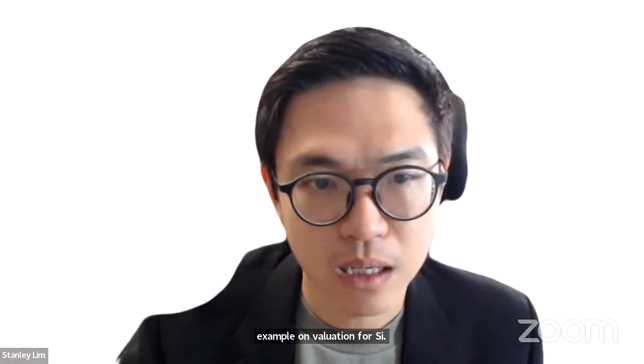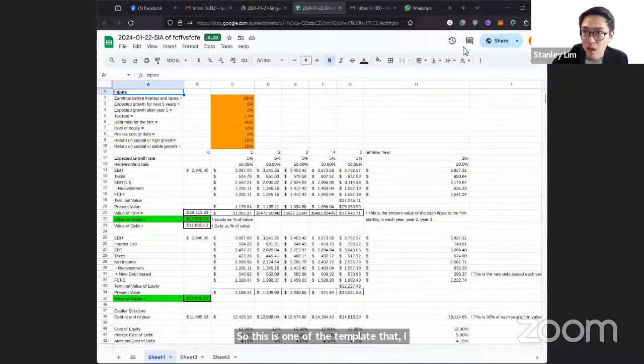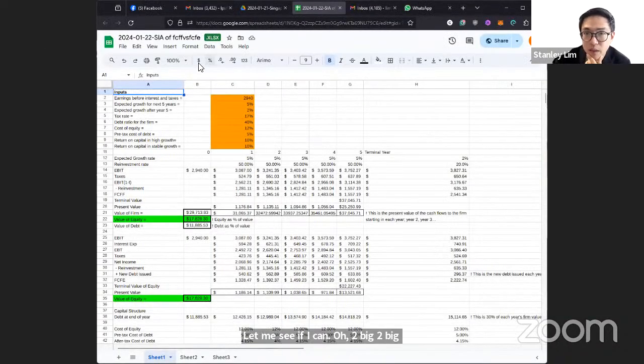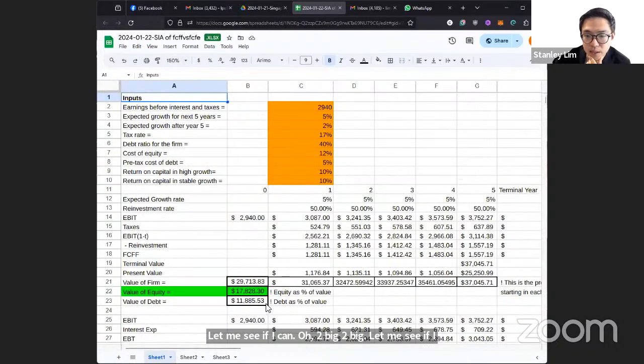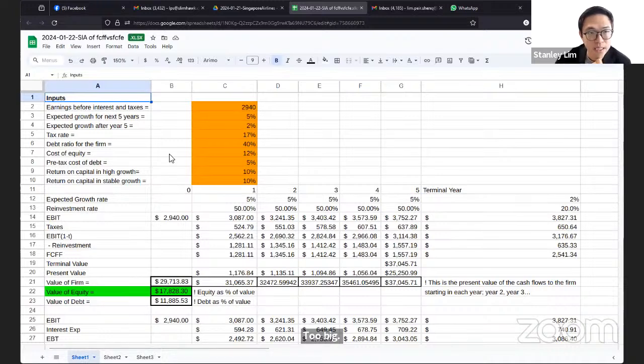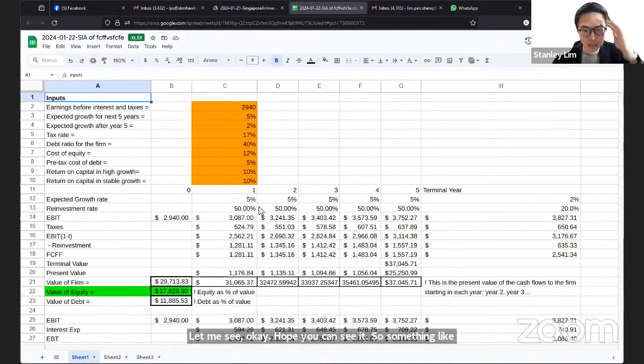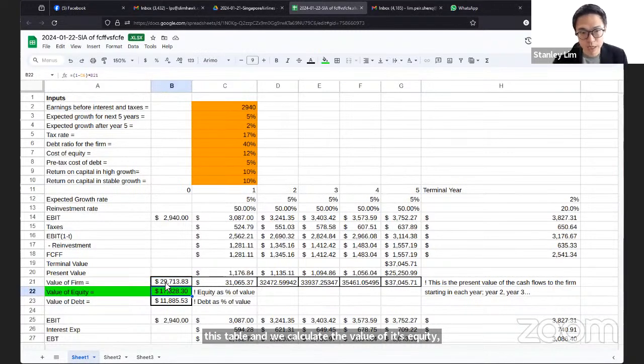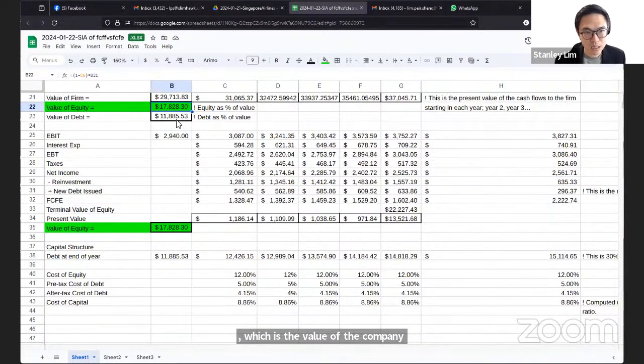So this is one of the templates that I use, where these are my own inputs. I explain why I put in all of this, and it generates this table, and we calculate the value of its equity, which is the value of the company. If you want to know it based on price, you can just divide this by the number of shares outstanding for the company.